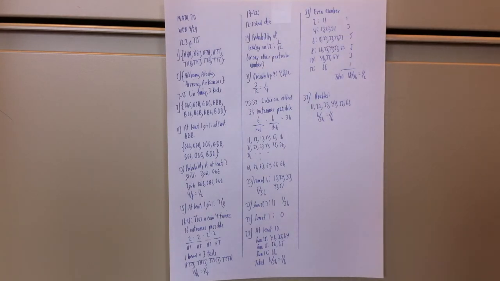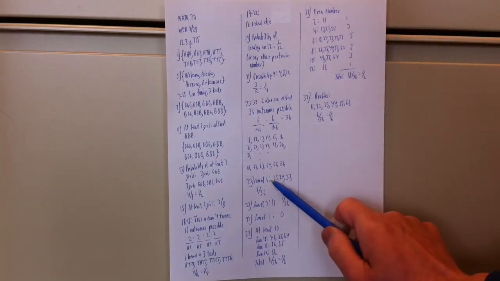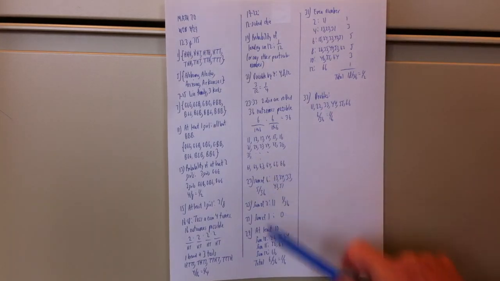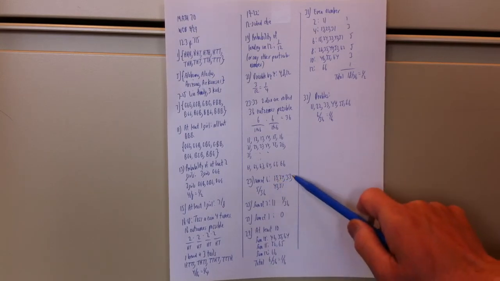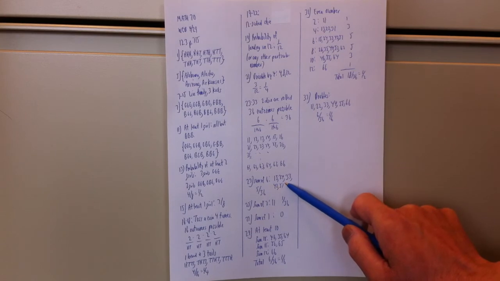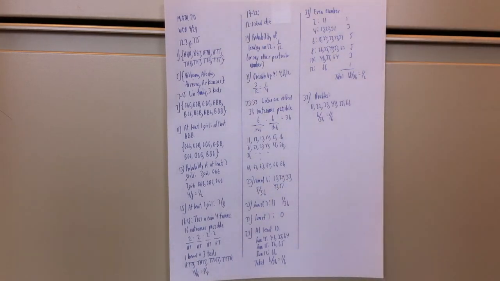All right, so 23 asks for a sum of 6. So how can you get a sum of 6? Well, the first die can be a 1 and the second can be a 5. Or you can have the first die be a 2 and then the second is a 4, or 3,3, 4,2, or 5,1. So that's 5 out of 36. So your chances of getting a sum of 6 is 5 out of 36.